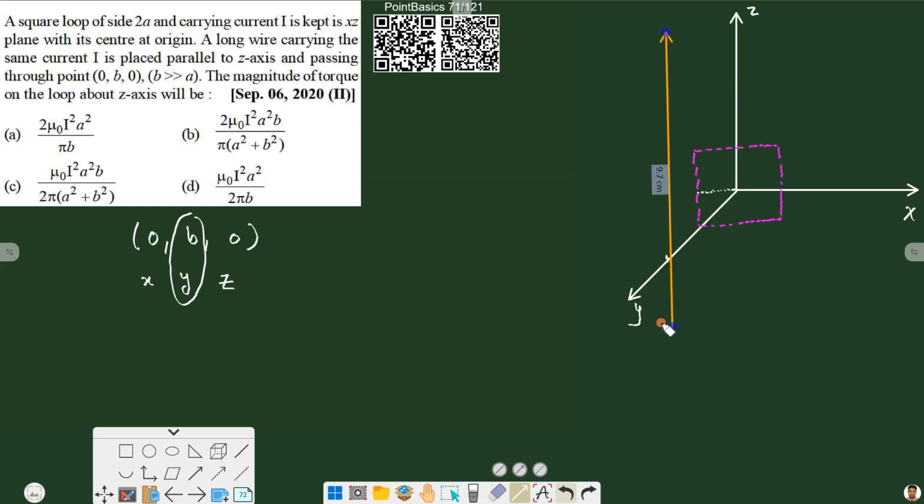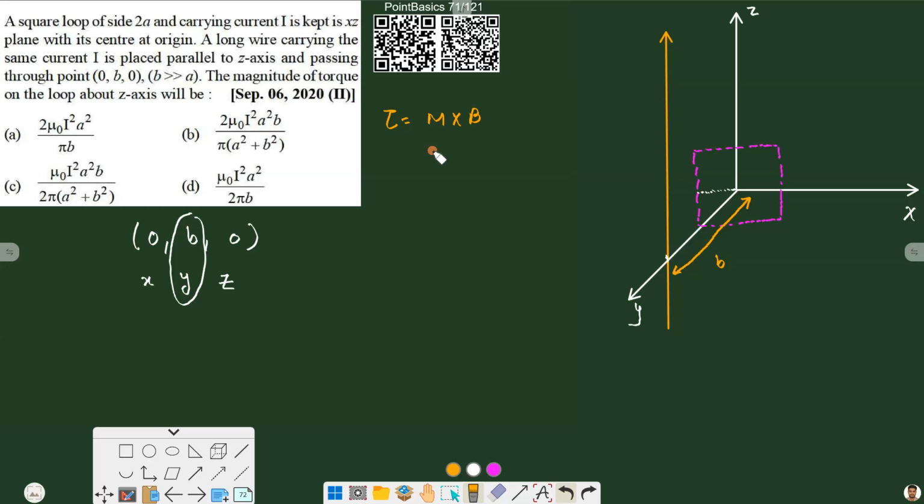Suppose this is the wire which is passing here, and the distance between this square loop and the wire is equal to b, because it is passing at a distance b from the center. So the magnitude of the torque we have to find out. We know that torque is given by m cross B.